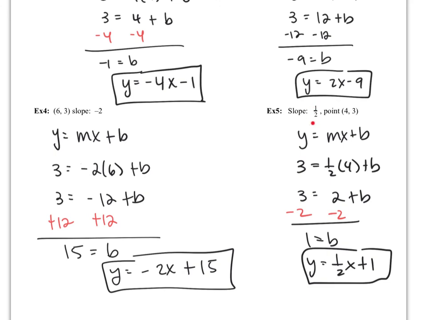Example 5 might look daunting with the slope of 1/2, x value of 4, and a y value of 3. The good news is half of 4 was 2, so that fraction went away, and then I subtracted 2 from both sides to get a b value of 1 for an equation of y = 1/2 x + 1. Again, make sure when you're done, you're completing the equation. You're not just bringing grandma the ingredients to make an apple pie, you're making the pie for her.